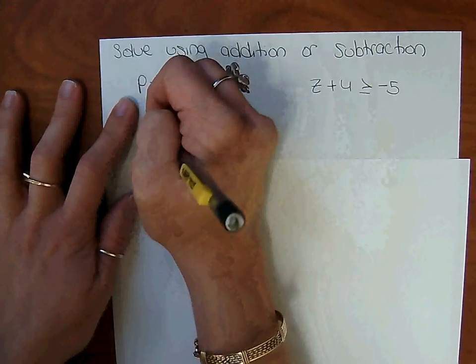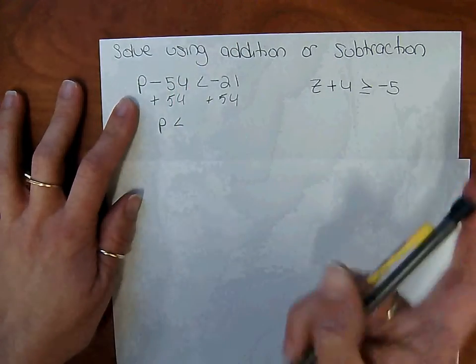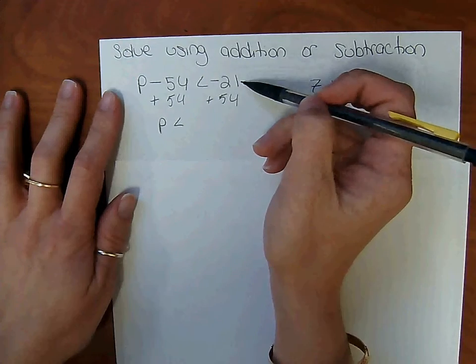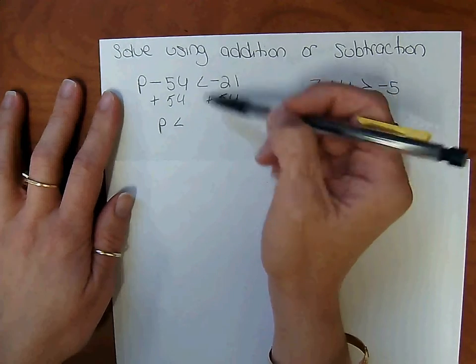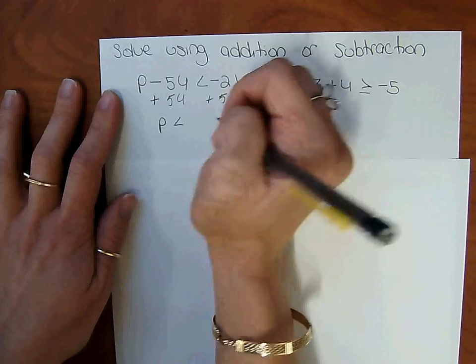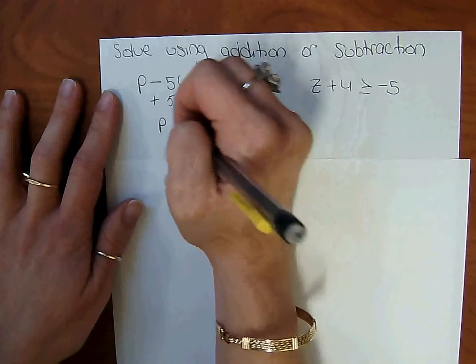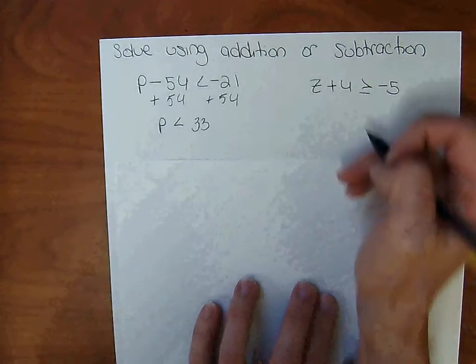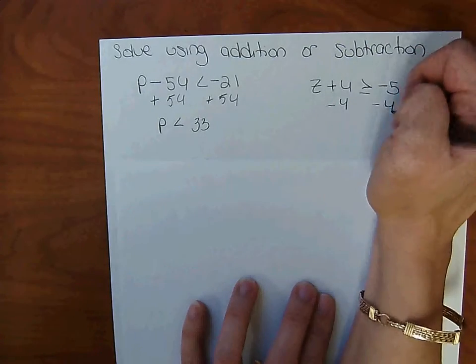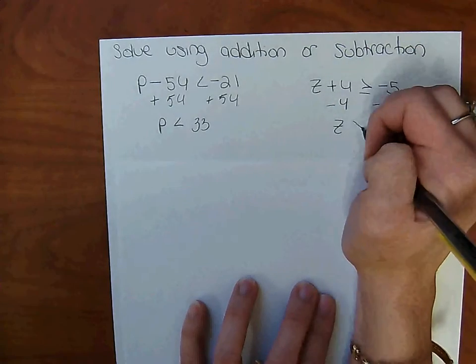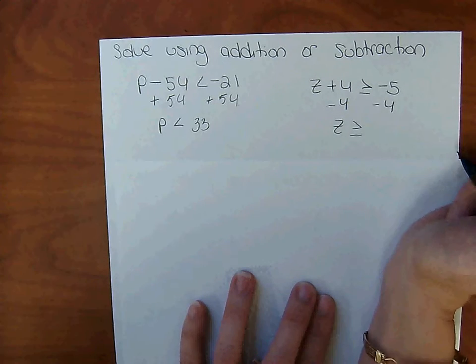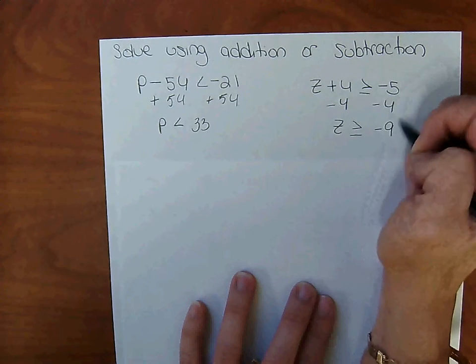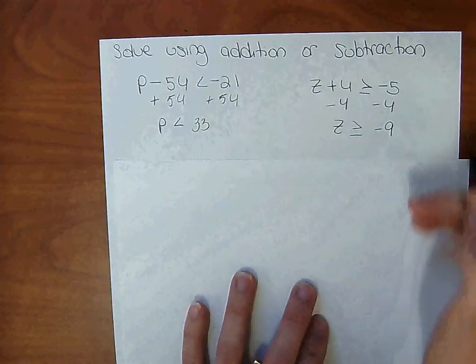P, bring down the inequality, and you're going to get negative 21 plus 54. The signs are different, so you subtract the numbers, keep the sign of the number with the greater absolute value. So you're going to get positive 33. Over here, subtract 4 on both sides. Z, bring down your inequality, is greater than or equal to negative 9. Same sign, add the numbers, keep the common sign.